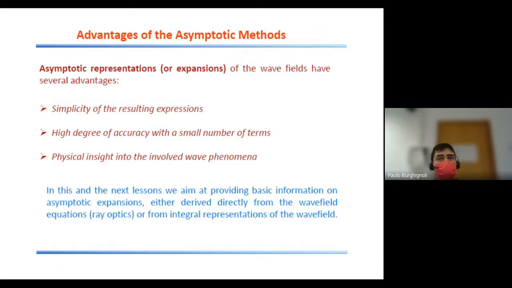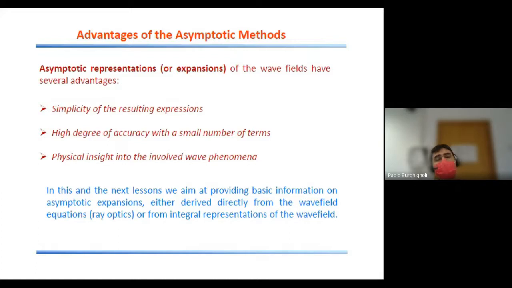On the other hand, the asymptotic representations or asymptotic expansions of the same wave fields have several advantages. They are typically very simple to arrive at. They provide you with a high degree of accuracy, typically with a small number of terms. Even just one single term in an asymptotic series can provide you an acceptable, even accurate result. And what's more important, they give you typically physical insight into the kind of wave species that are involved in the phenomenon you're observing. So for this reason, in this lesson and in the next one, we will provide some basic information on asymptotic expansions.